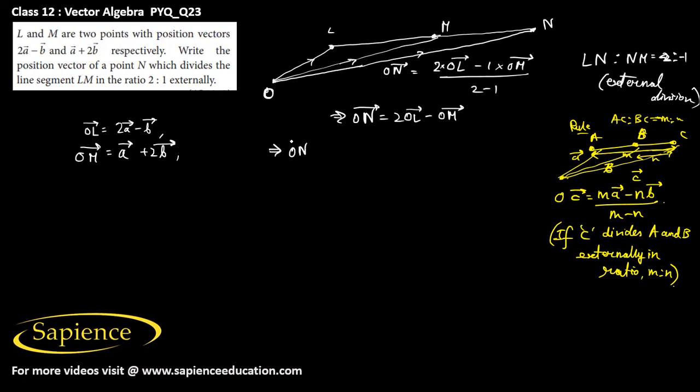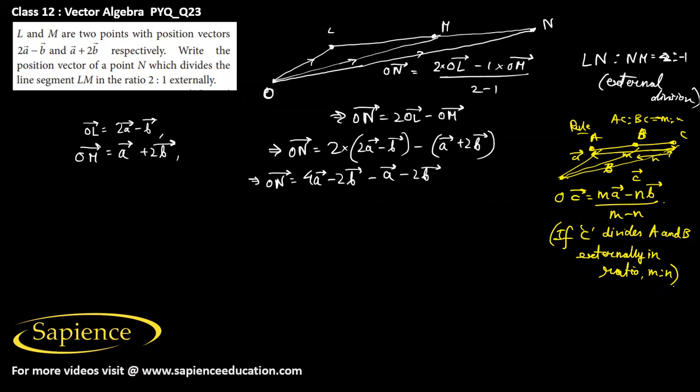So therefore ON vector should be equal to 2 into OL vector, which is 2a vector minus b vector, then minus OM vector, which is a vector plus 2b vector. So then ON vector will be equal to 4a vector minus 2b vector minus a vector minus 2b vector. So this ON vector should be equal to 3a vector minus 4b vector.